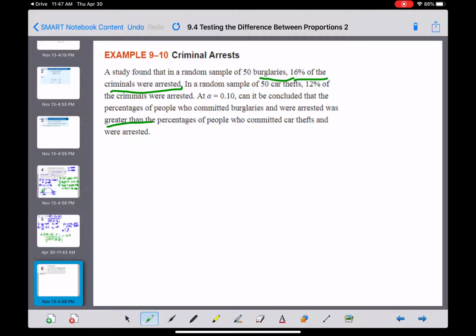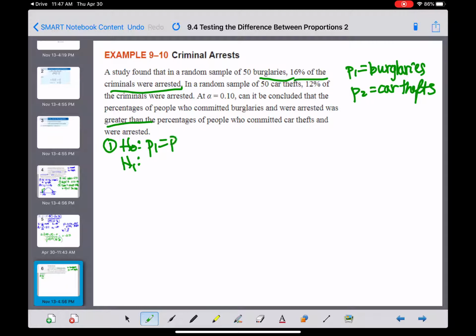percentage of car thefts? So P1 we're going to call burglaries, and P2 we're going to call car thefts. Okay, so first step: H naught, P1 is equal to P2, and then the alternative is that burglaries were greater than car thefts, and that's our claim.